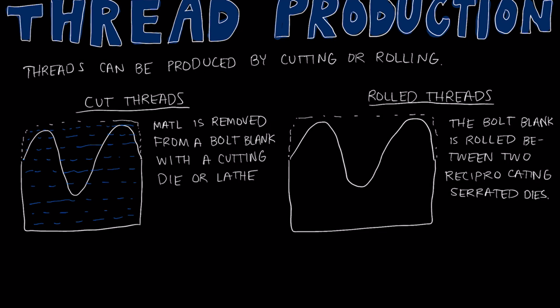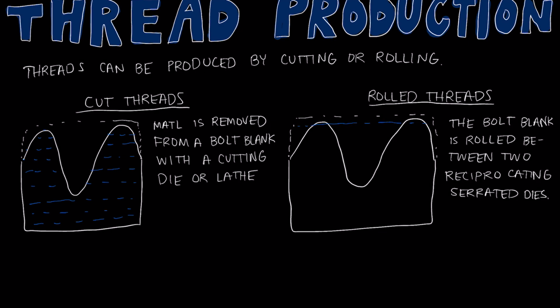Now, when I use a cutting die or a lathe to cut this material away, I am simply going to remove this material that is outside of the shape of the threads that I want for my bolt. And so the plain sections of material from the original bolt blank will remain plain. Now let's look at what happens when we roll the material.